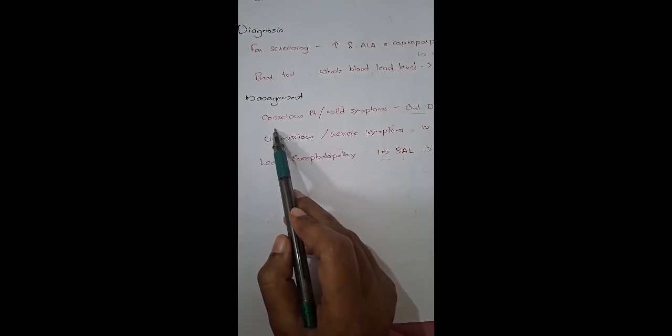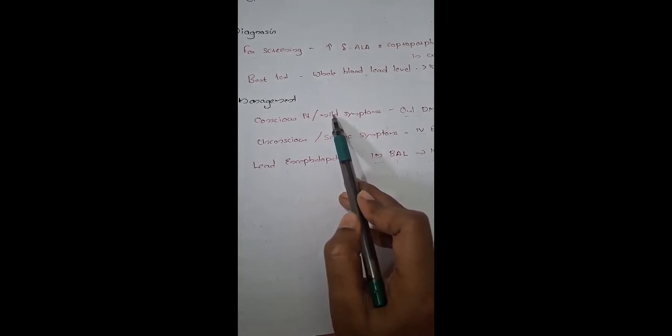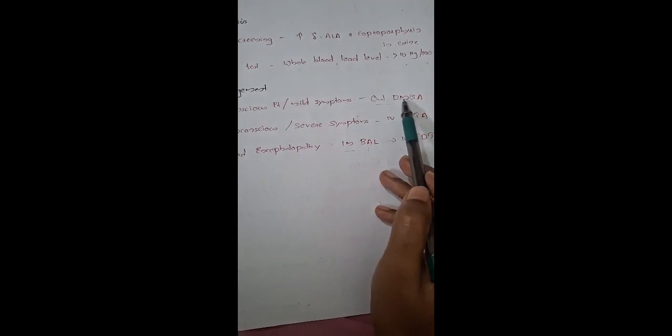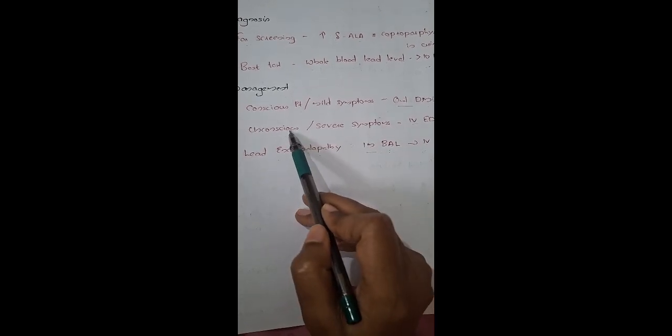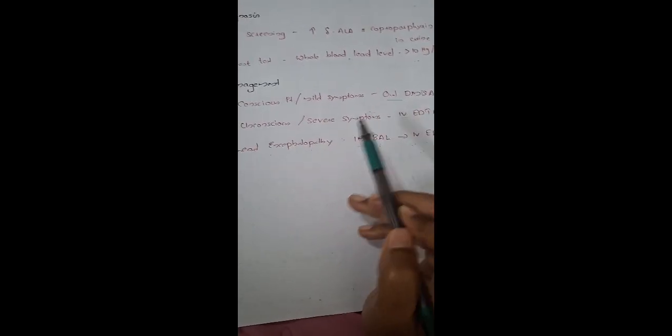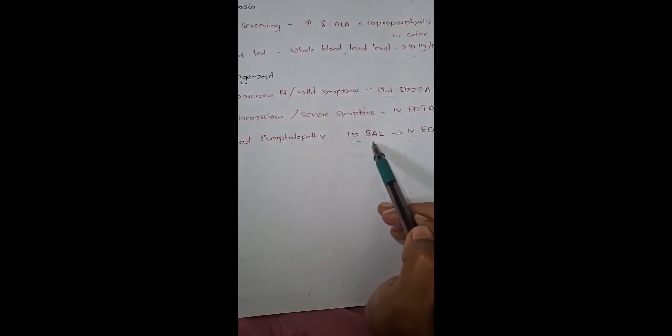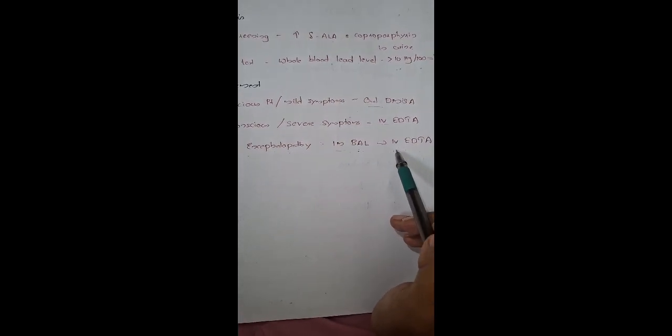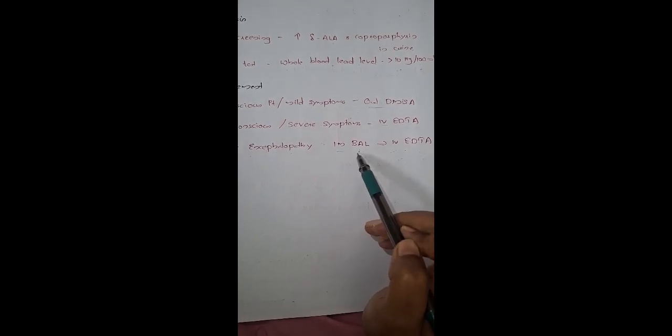And for management, for conscious patients or those with mild symptoms, we have to give oral DMSA. For unconscious patients with severe symptoms, we have to give IV EDTA. For lead encephalopathy, we have to first give IM BAL, followed by IV EDTA. BAL is also called dimercaprol.